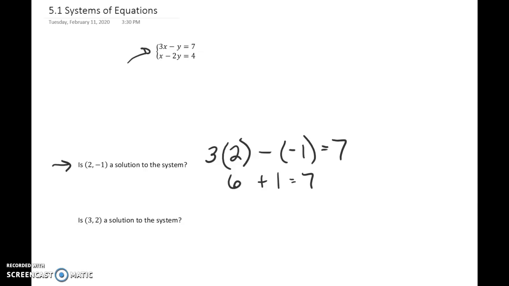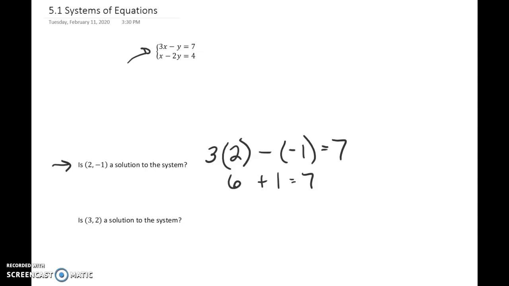But first they give us an ordered pair and they say, is the ordered pair 2, -1 a solution to that system? So what you're going to do is take the top equation, put in 2 for x, and put in -1 for y, and see if that's true or not. So here we're going to get 6 plus 1, does that equal 7? Yes, but that's not enough. That doesn't make it a solution. We have to check it in the other equation as well.